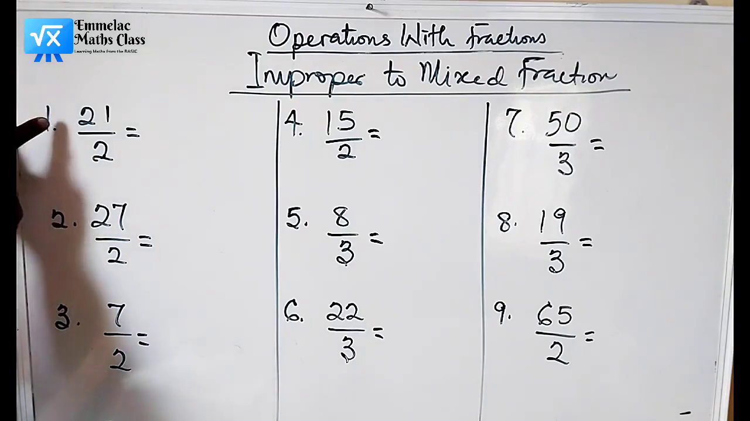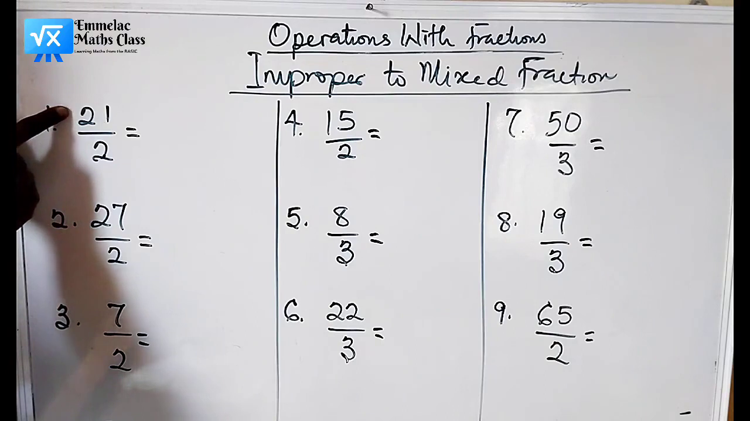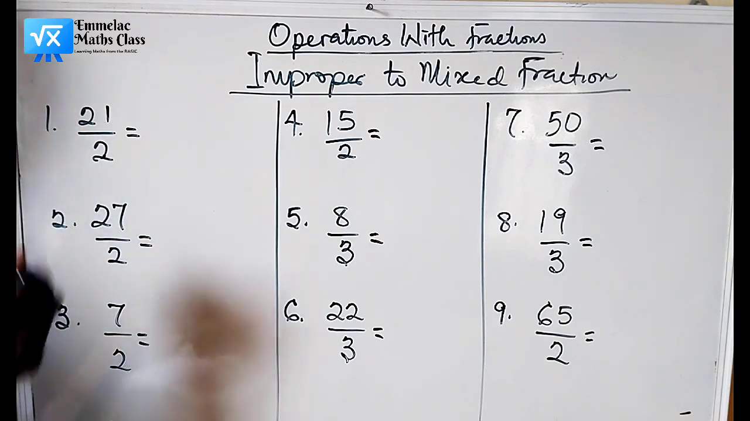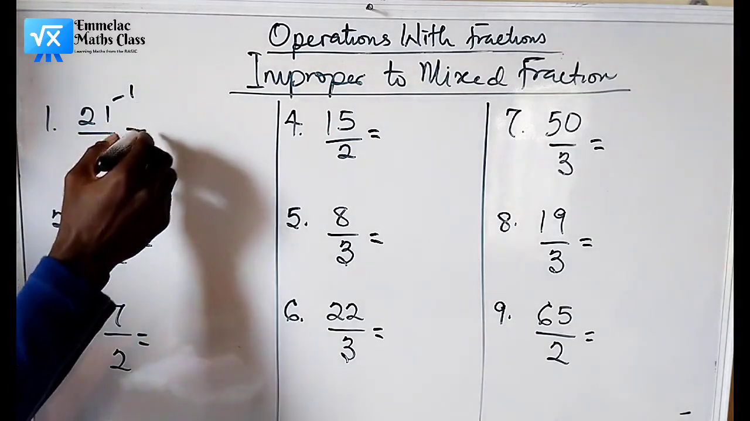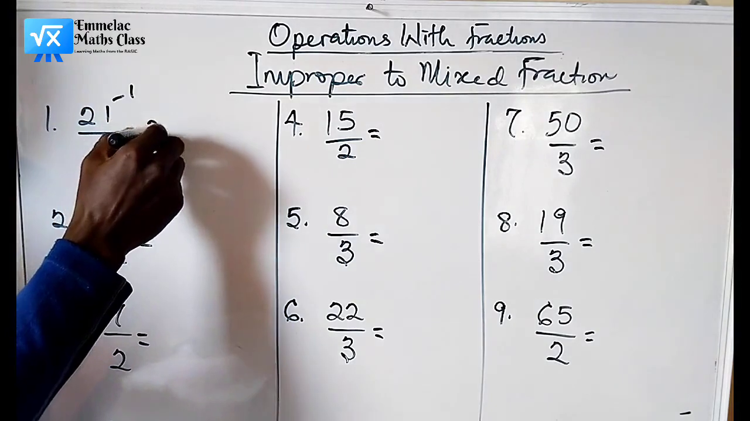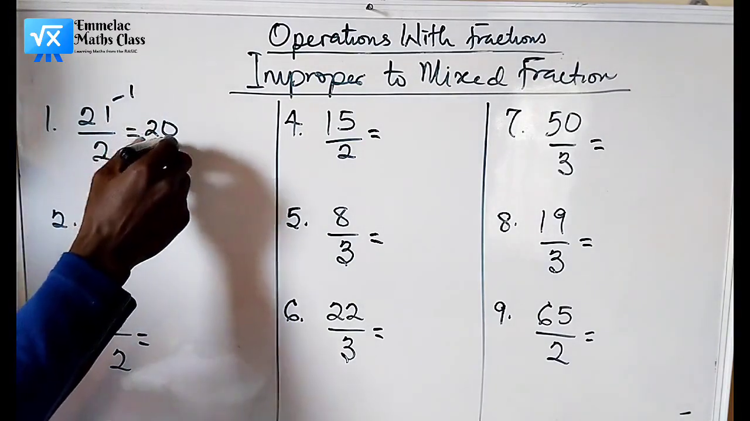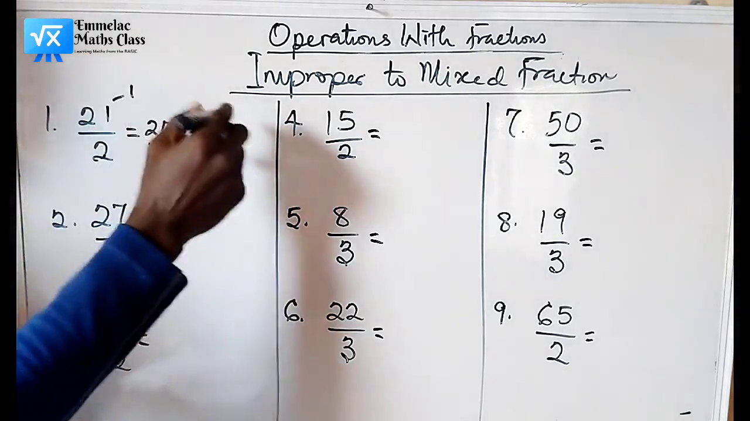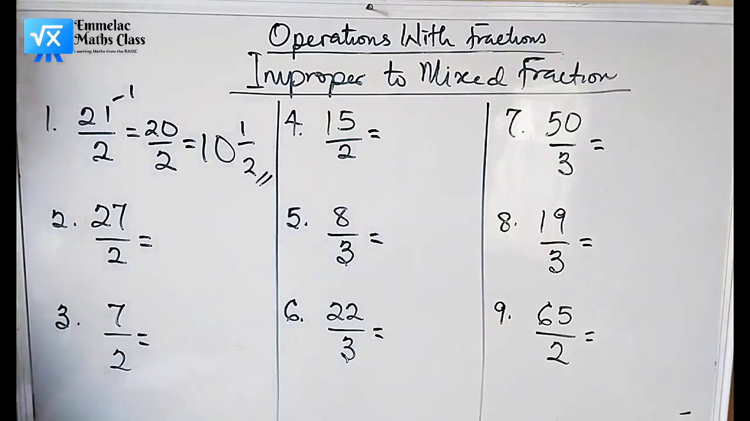The first thing you need to do is look at this 21. This is not an even number, rather it's an odd number. The next thing to ask yourself is, what is the even number close to 21? That is 20. For us to get 20 from 21, we have to subtract 1. So 21 minus 1 gives us 20 over 2. Divide through and you have 10. Then you bring down your 1 over 2.